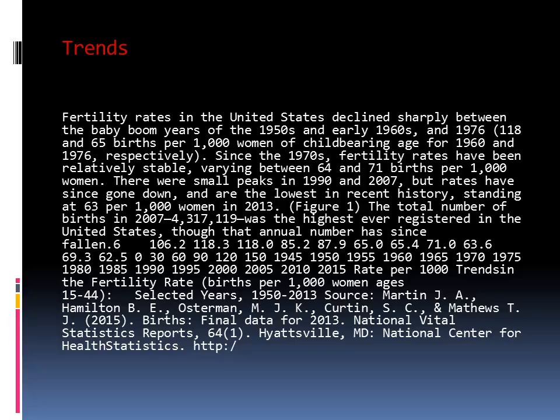Since the 1970s, fertility rates have been relatively stable, varying between 64 and 71 births per 1,000 women. There were small peaks in 1990 and 2007, but rates have since gone down and are the lowest in recent history, standing at 63 per 1,000 women in 2013. The total number of births in 2007 was 4,317,119, the highest ever registered in the United States, though that annual number has since fallen.